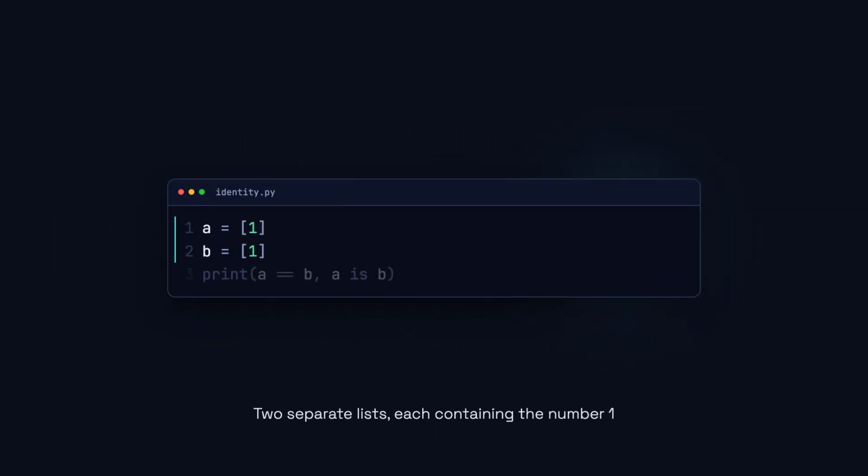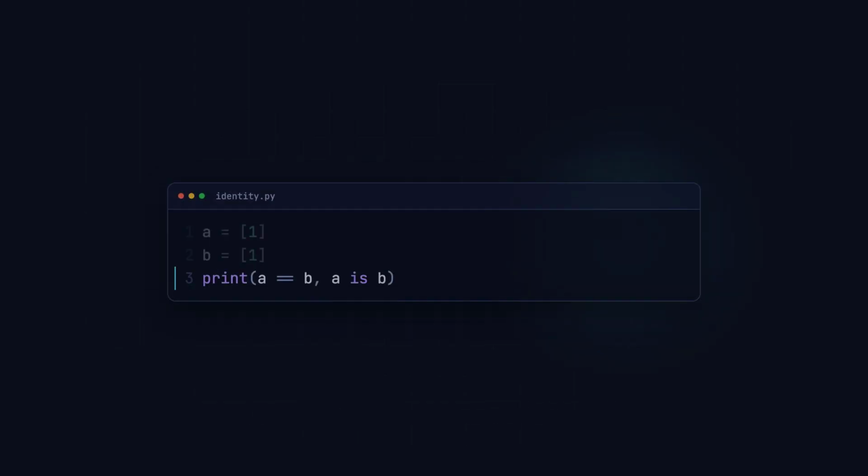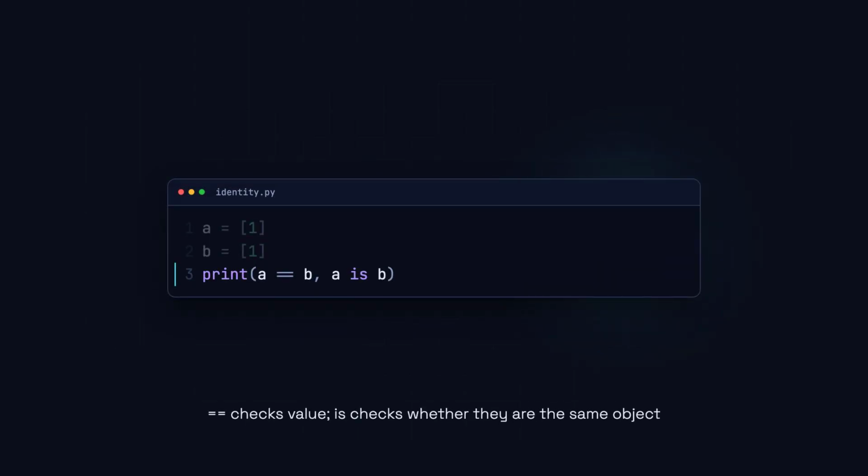They were built separately, so Python stores them as two distinct objects in memory, even though they look identical. On line 3 we print both comparisons at once. Double equals will be true, because the values match. But is will be false, because A and B are two different objects sitting separately in memory.